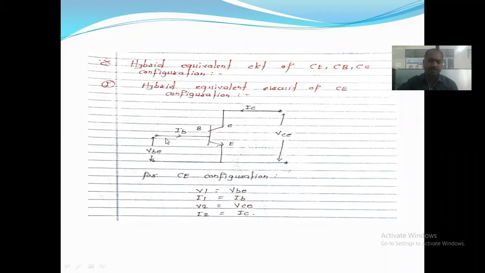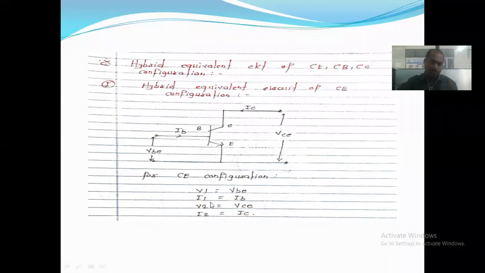At the same time there is a current flowing through the base terminal, that is IB, the base current, right? VBE is the input voltage and IB is the input current. Due to the input voltage and input current flowing through the device, there is an output current, the current flowing through the collector, called IC, the collector current. The output voltage comes between the collector and the emitter terminal, called VCE, the collector to emitter voltage. So the output current is I2, that is IC, and the output voltage V2 is equal to VCE, right?